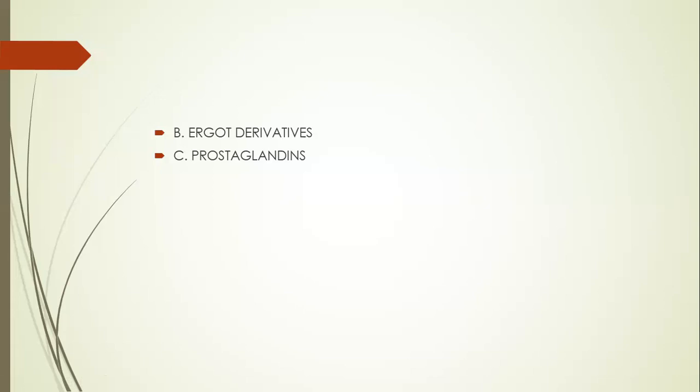What are the contraindications of giving this methergin? In case of organic cardiac conditions, severe pre-eclamptic stage, and Rh negative mother. Okay, that is a contraindication. Please underline these things. Organic cardiac diseases, severe pre-eclamptic conditions, and Rh negative mother. Rh negative mother means there is a chance of erythroblastosis fetalis for the next baby.